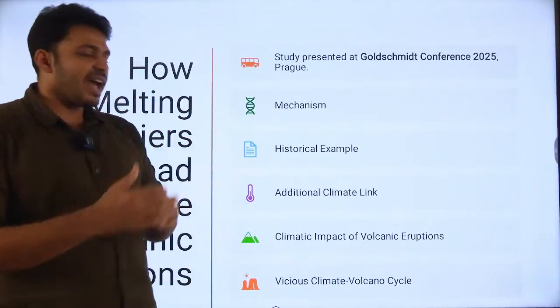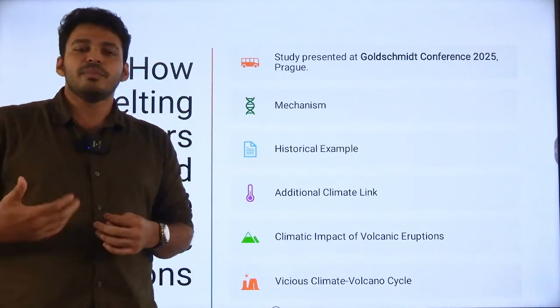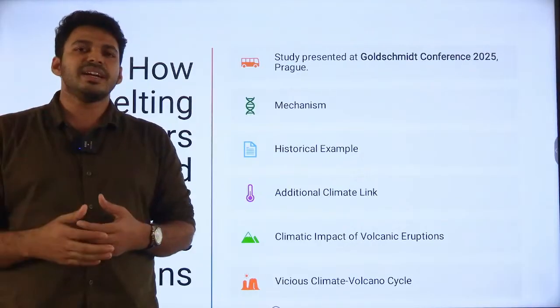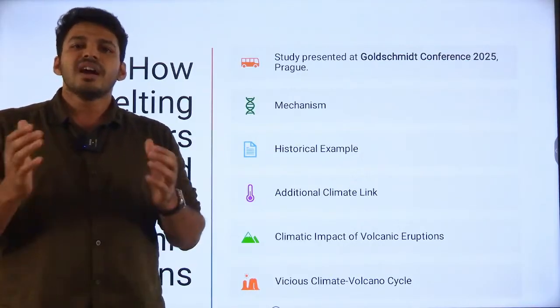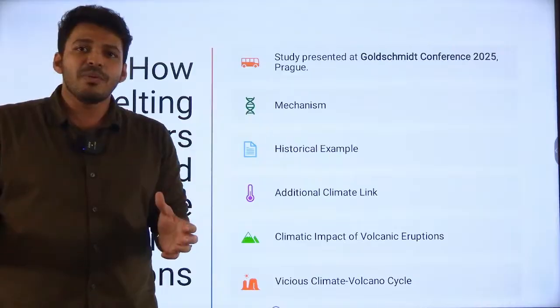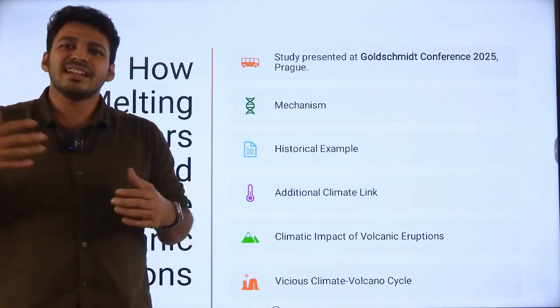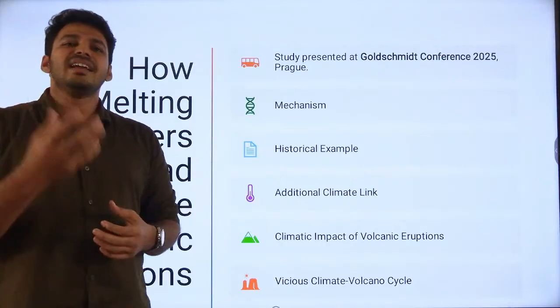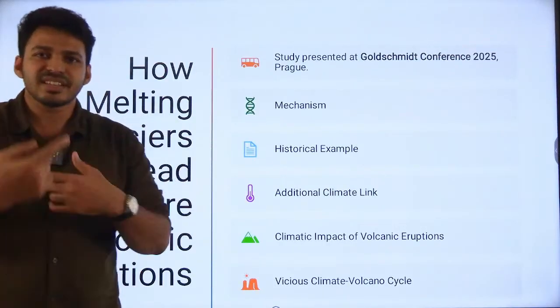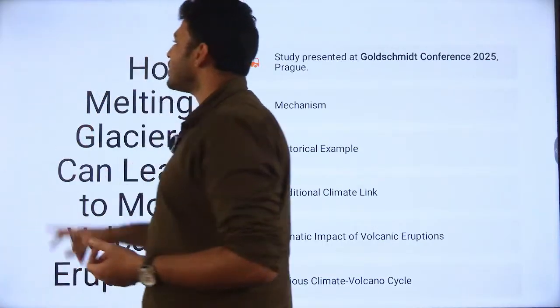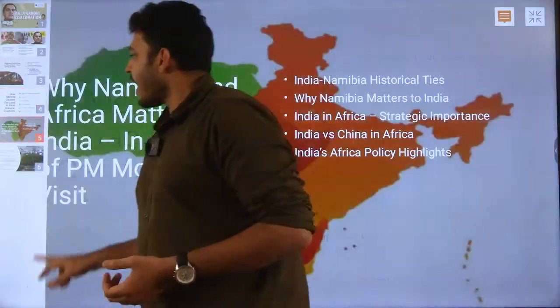And what is the vicious climate-volcanic cycle? During an eruption, greenhouse gas is emitted, and this will increase global warming, and this global warming will again result in melting of glaciers, and this melting of glaciers will again increase the eruption rate. So this is a vicious cycle. It continuously happens. This topic is important for geography and environment.